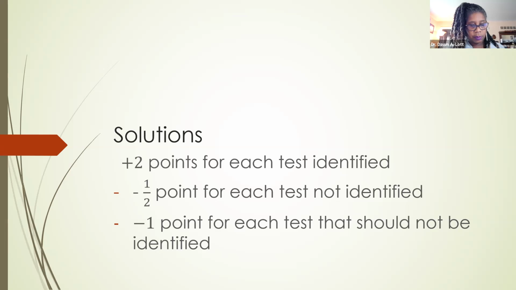Okay. Then your last thing is if you identified a test and it can't be used. That test cannot be used, so you're going to subtract 1 point from your score. Now, I don't expect you to score this now. You don't have to even score it if you don't feel like it. I'm just giving you a quantitative value of how to do it. 2 points for each test identified, subtract a half a point if you missed a test, and minus a point for any test that you put that doesn't belong. Okay, any questions?